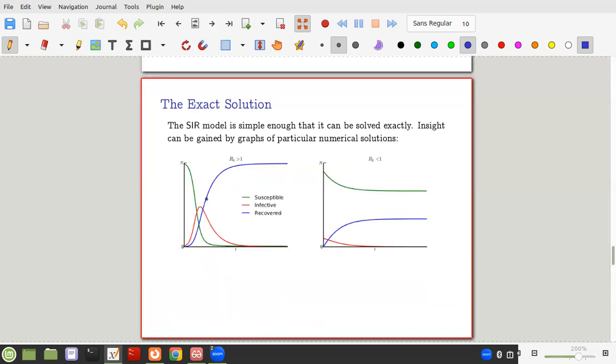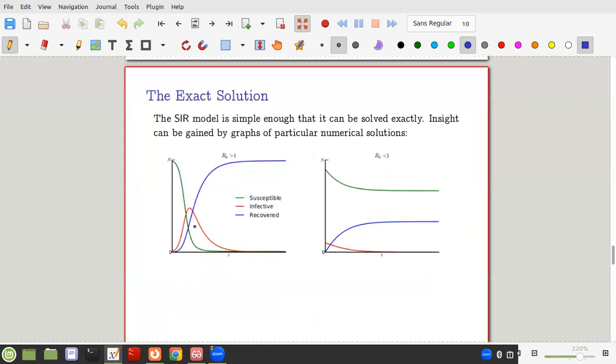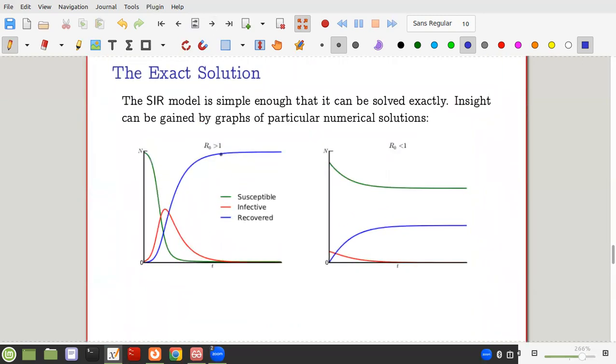From that, this is what the exact solution looks like for this model. If R naught is greater than 1 and you start with a certain number of infected people, you can see the total number of susceptible goes to 0 over time. The blue is the number of recovered people, everyone gets sick, and the number of infected has this little hump that goes up and comes down. Because there's lots of people, and the disease just gets more and more people infected. But then the recovery takes more people out, and it begins to decline.